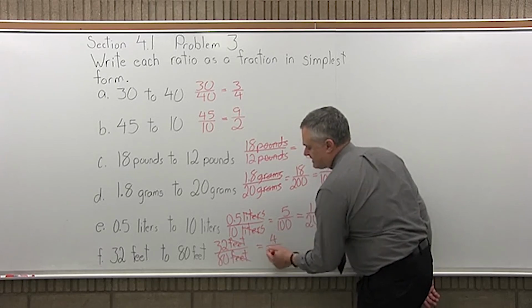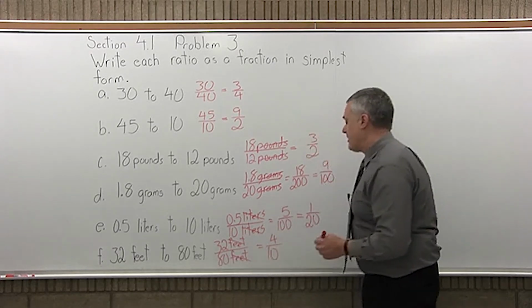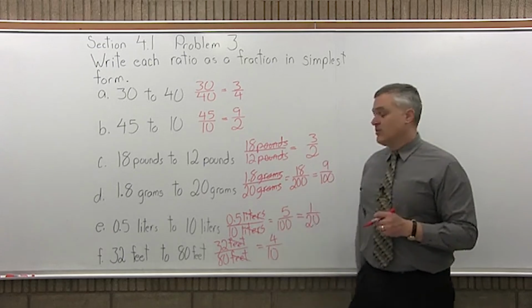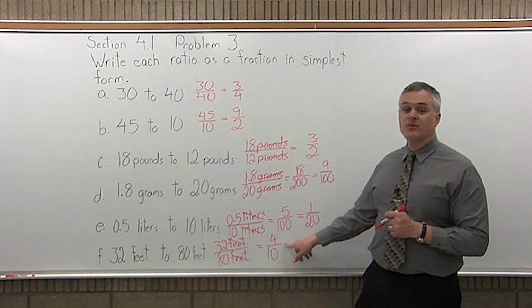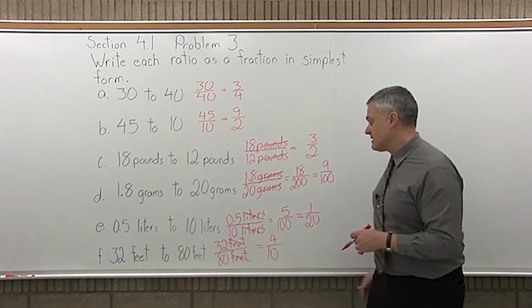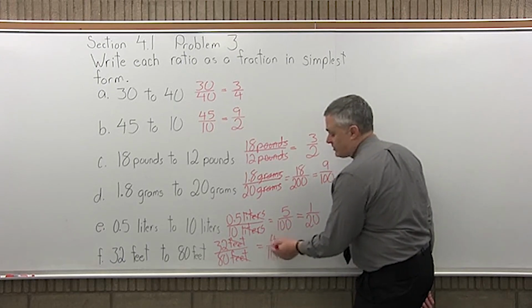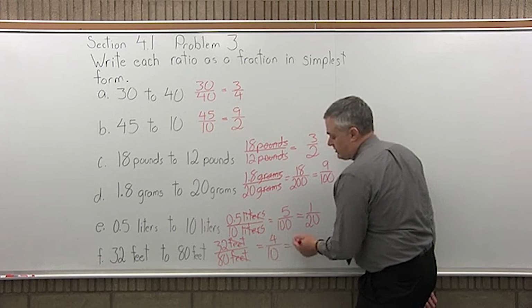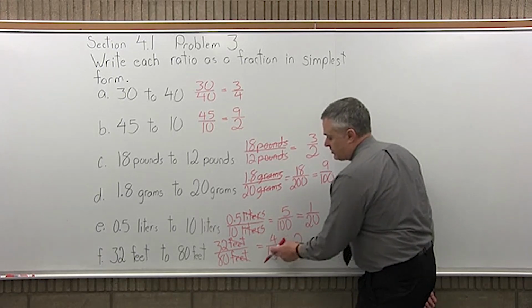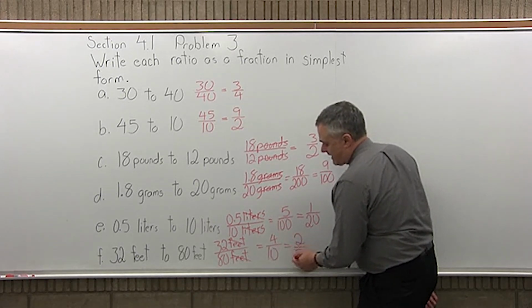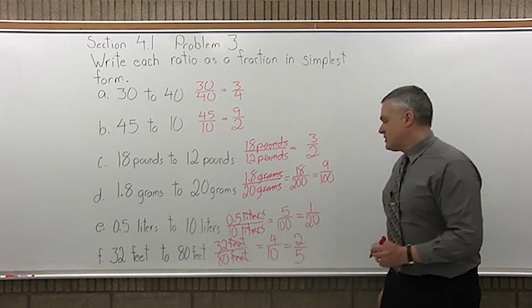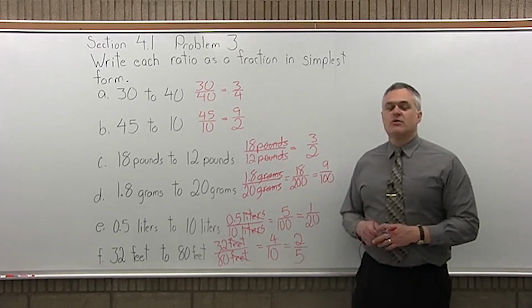And 8 divides into 80 10 times, and apparently I could have reduced by even more because I see that they can still be reduced, which is okay. If you don't see the biggest thing on the first try, that's fine. Just reduce again. They're both even, so I can divide 2 into both evenly. 2 divides into 4 twice. 2 divides into 10 5 times. So the final version in its most reduced form is 2 over 5.